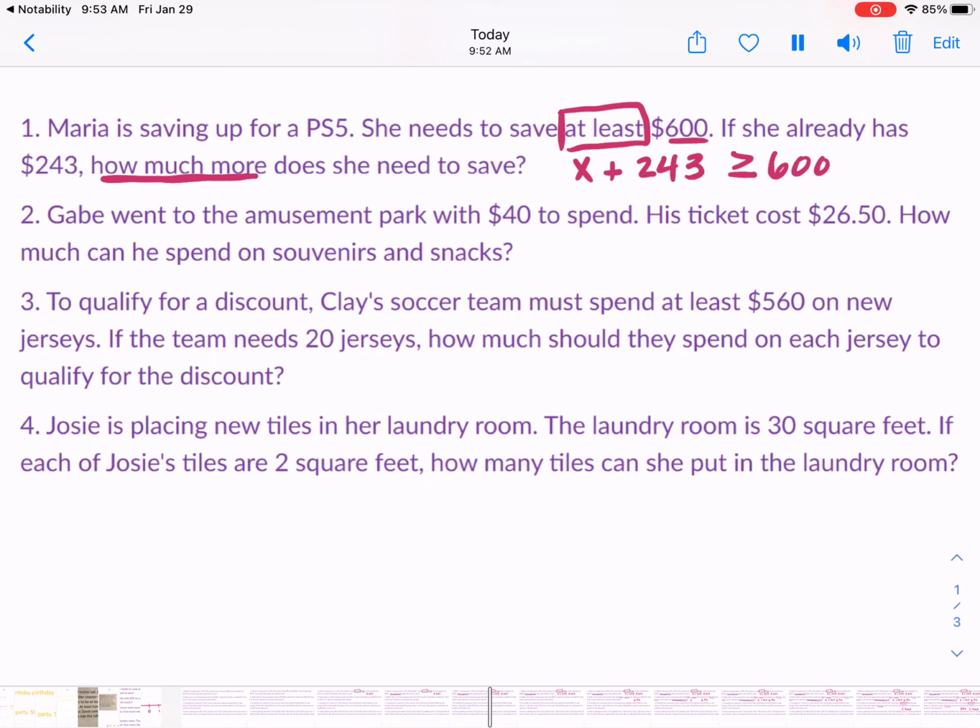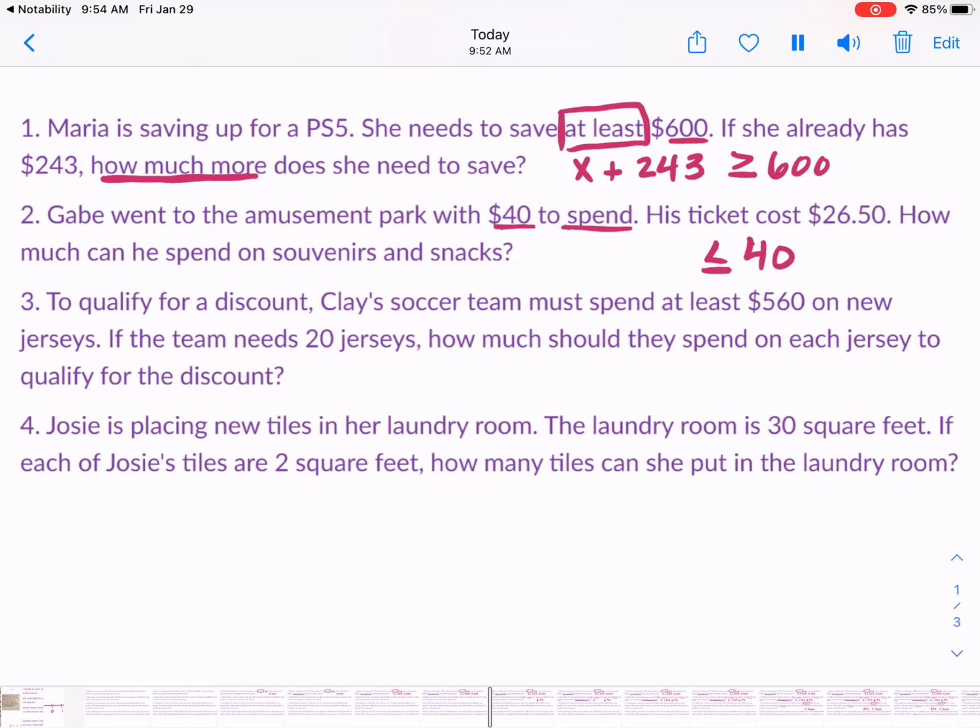All right, number two. Gabe went to the amusement park with $40 to spend. So already thinking about what's happening in this first sentence, he only has $40 to spend. That means he can't go over 40. He could spend 40, but he could also spend less than 40. So I'm going to say less than or equal to 40. His ticket cost $26.50. How much can he spend on souvenirs and snacks?